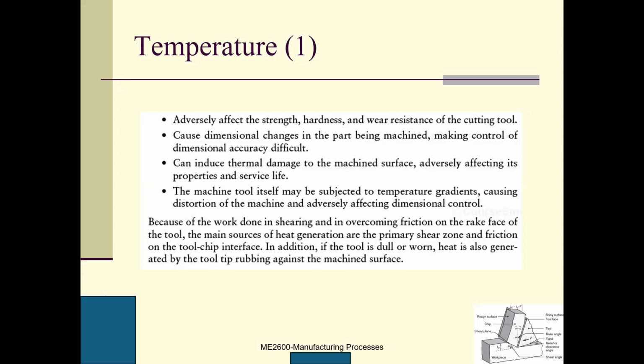Right? So the second one is called dimensional changes in the part, in the workpiece. The heat will dissipate, and not only will the cutting tool's temperature increase, but also the neighboring workpiece. Some materials do not like heat. If there is a lot of heat, the material can expand substantially as a result, and the dimensional accuracy will be bad, making control of dimensional accuracy difficult. So this is the second adverse effect from the temperature.